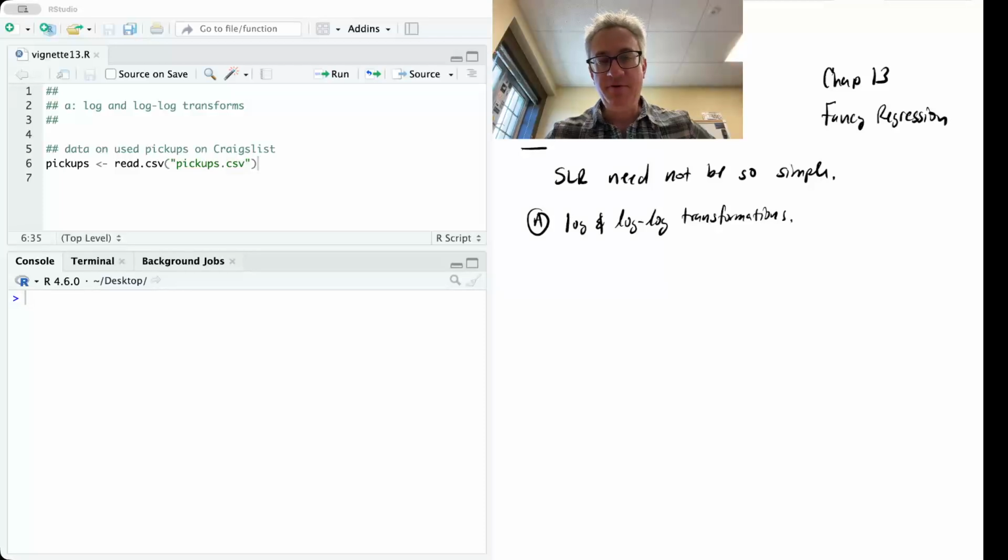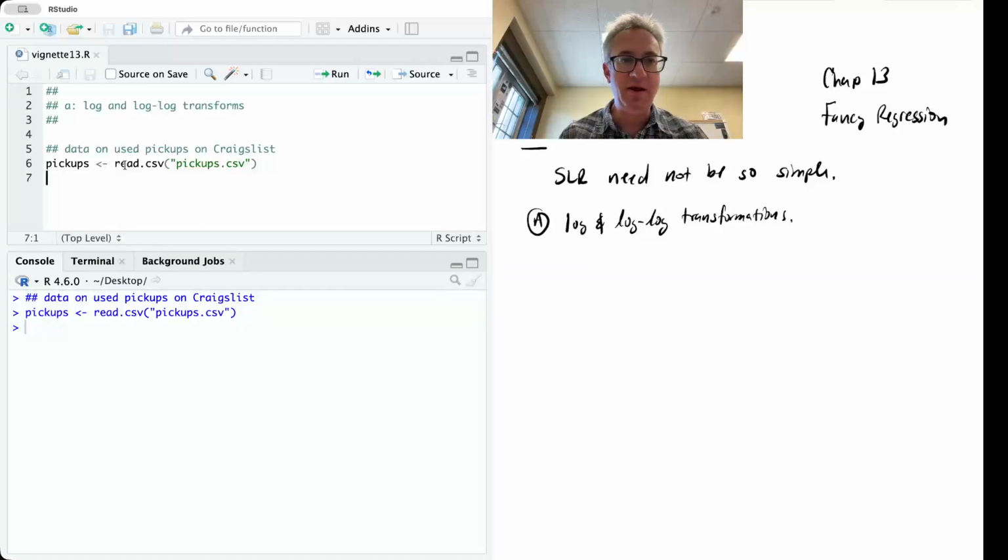Okay, the last chapter, chapter 13, is on fancy regression, where I'm going to show you that the simple linear regression model can actually be quite powerful. And the first vignette here will be on log and log-log transformations. So I'm just going to jump right into R, and we're going to look at this pickup data that you can download on the book webpage. And we're going to look at a couple different ways across the vignettes of this chapter.